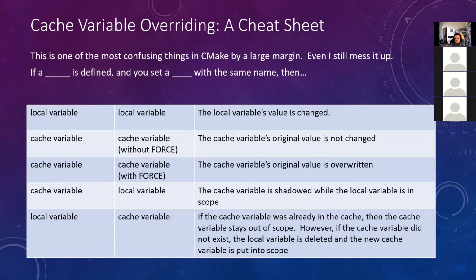But now here's where it's really weird. If we have a local variable and we set a cache variable with the same name, if the cache variable was already in the cache, then it stays out of scope. But if the cache variable didn't exist yet, then it deletes the local variable and the new cache variable goes into scope. It's the weirdest thing I've ever seen. I don't know who came up with these rules. I really want an explanation.